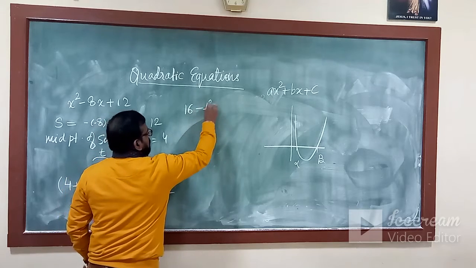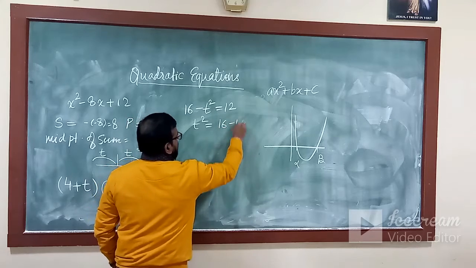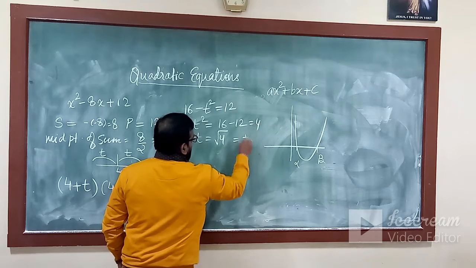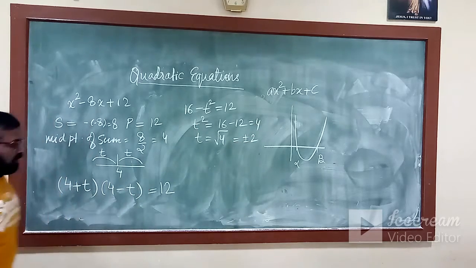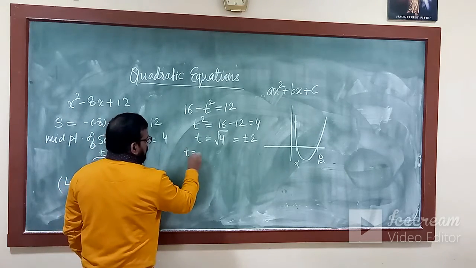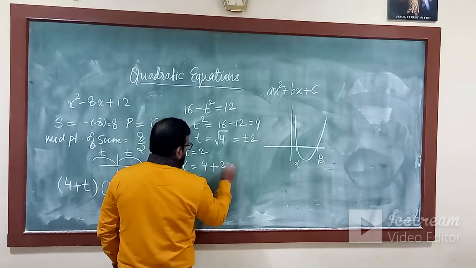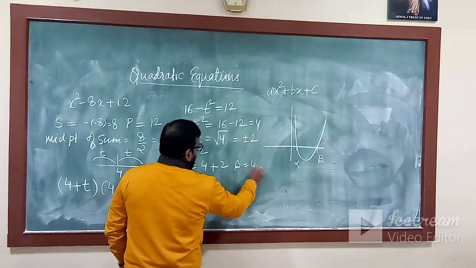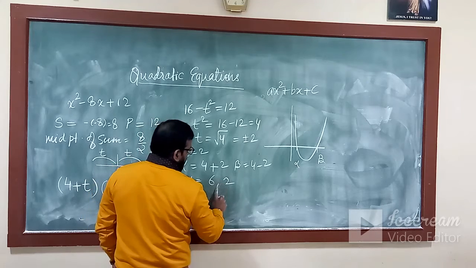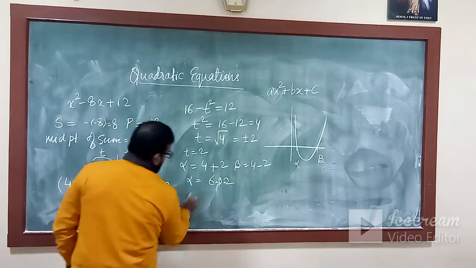16 minus t square equals 12. From here you will get t square equals 16 minus 12, and t equals the square root of 4, that is plus or minus 2, and you can take either value. So if I put t equal to 2, what will alpha be? Alpha will be 4 plus 2 and beta will be 4 minus 2, so it is 6 and 2. Alpha is 6 and beta is 2, that means its roots are 6 and 2.